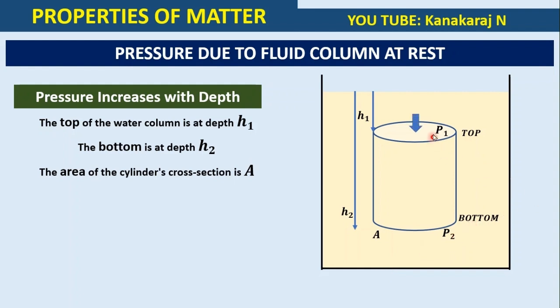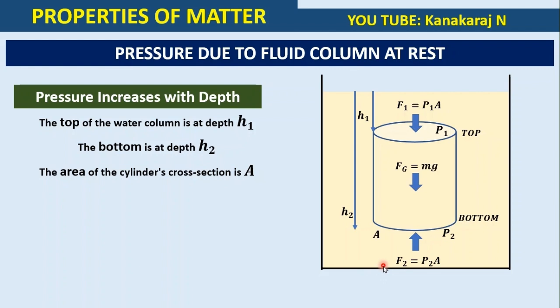Here you have a force F1 equals P1 times A, which is acting downward. This force is nothing but the weight of the water above the top layer of the cylinder that acts in the downward direction. Next, there is another force at the bottom of the container, F2 equals P2 A. This F2 force is the force that holds the weight of the water in the cylinder plus the force F1.